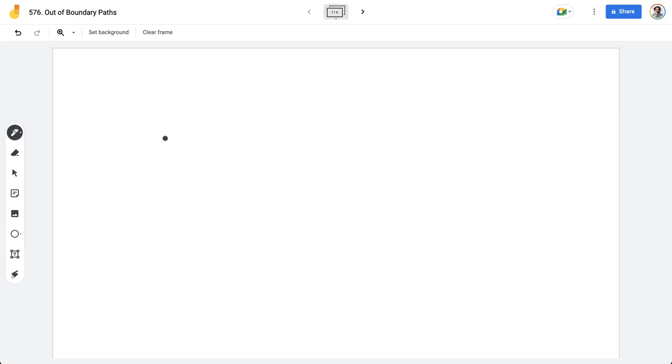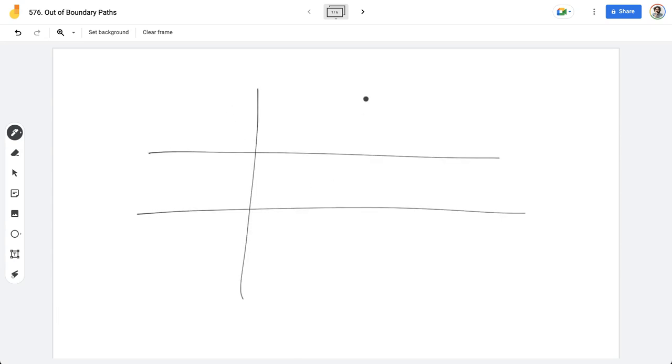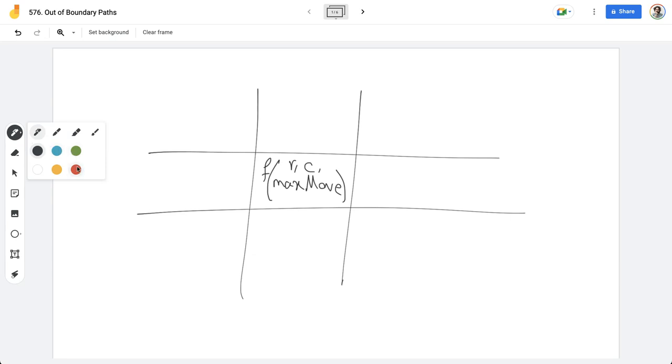Let's say the ball is here, and you have the max number of moves remaining to make. The answer, f of R, C, and max move, is what the problem is looking for: the number of ways to move the ball outside of the boundary if we are standing on R and C and we have max number of moves to make. This is what the problem is asking us. It depends on 4 different answers.